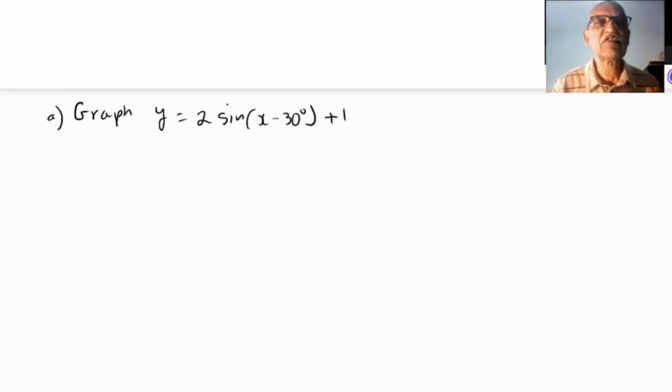Today we look at transformations of sinusoidal functions, which means transformations of sine and cosine graphs. From the normal sine graph and cosine graph, let's see what we have in this question. The first thing we do is recognize which is which. For example, in this case, the amplitude is 2.